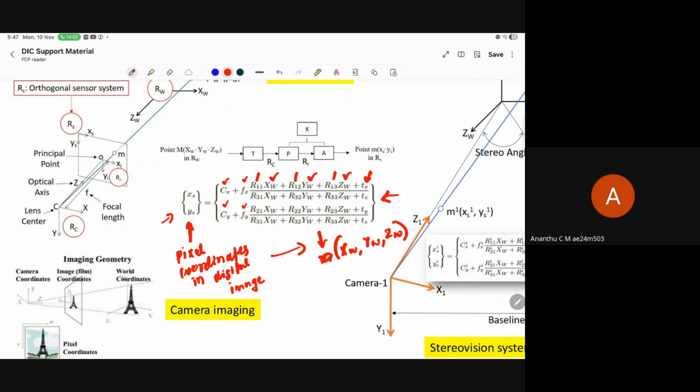Okay, so this is the equation which is relating world coordinates to the pixel coordinates for a particular point, and this is through these coefficients cx, cy, fx, fy, and the elements of the rotation matrix and the elements of the translation vector. Okay, so we will see how to get this equation. That is what we have to understand here.